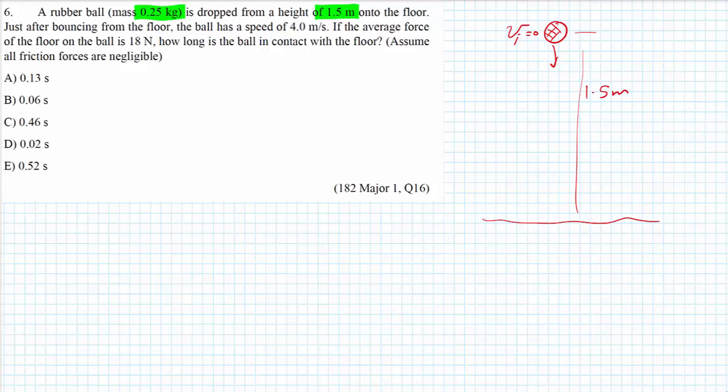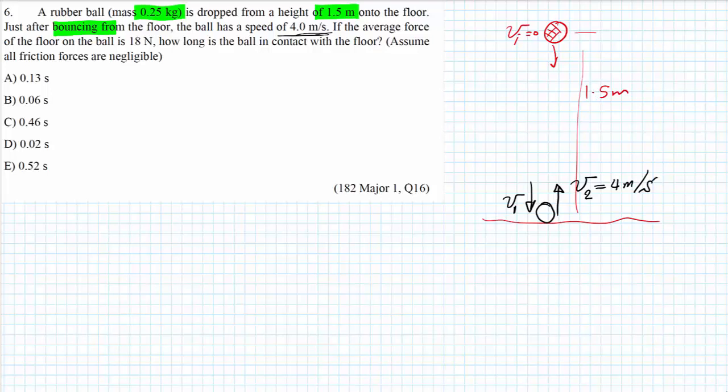After bouncing from the floor, so it rebounds back after it falls down. It hits the floor with a certain speed, I will call it v1, and then rebounds back with another speed, I will call it v2. So after bouncing from the floor, the ball has a speed 4 meters per second. So it rebounds back from the floor at a speed 4 meters per second.